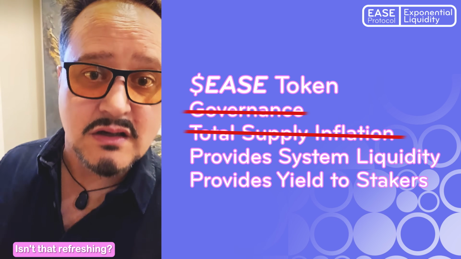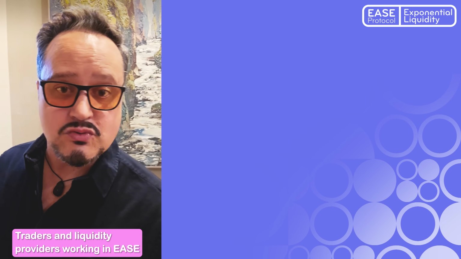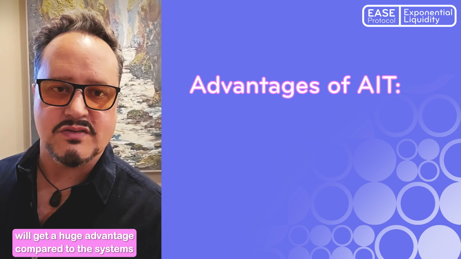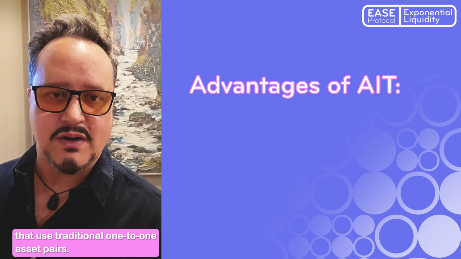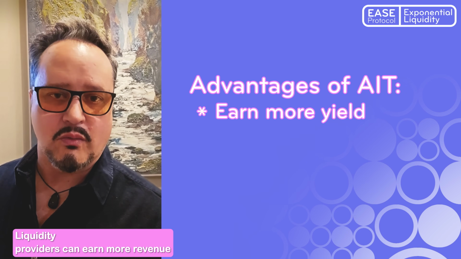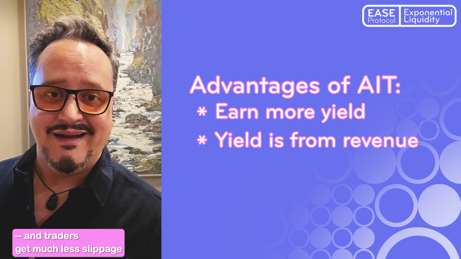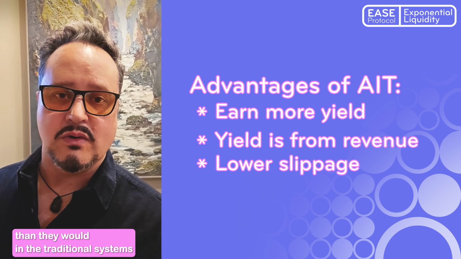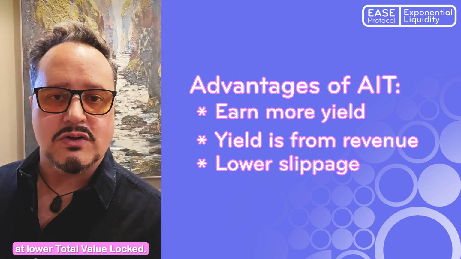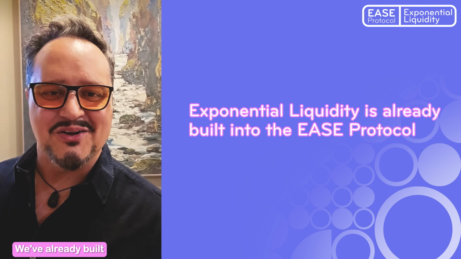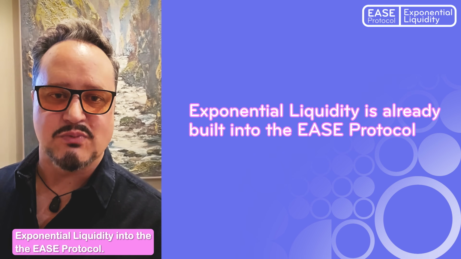Isn't that refreshing? Traders and liquidity providers working in the EASE protocol-based blockchains will get a huge advantage compared to the systems that use traditional one-to-one asset pairs. Liquidity providers can earn more revenue from their staked tokens, revenue that isn't derived from token inflation, and traders get much less slippage than they would in the traditional systems at lower total value locked. This is no far-off dream. We've already built exponential liquidity into the EASE protocol.